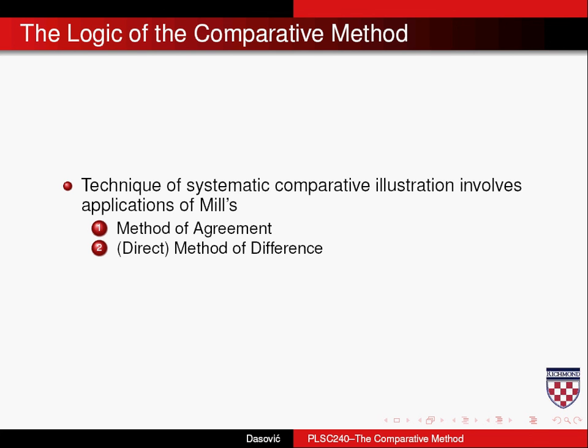Actually, the first real comparativist, at least in our sort of Western-centric history, was Aristotle, who, if you read his book, the Politics, systematically compared constitutions in various Greek city-states. In more modern times, John Stuart Mill was a strong proponent of the comparative method, and he used what are called the method of agreement and the method of difference. There are two methods of difference. We'll look at only the direct method.